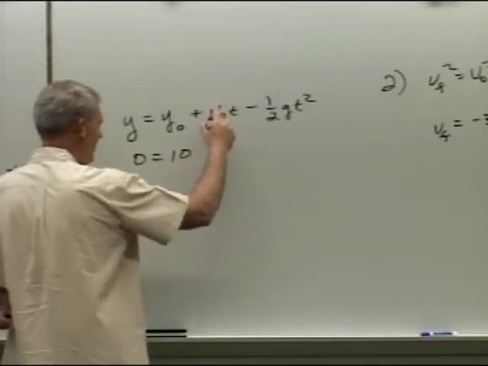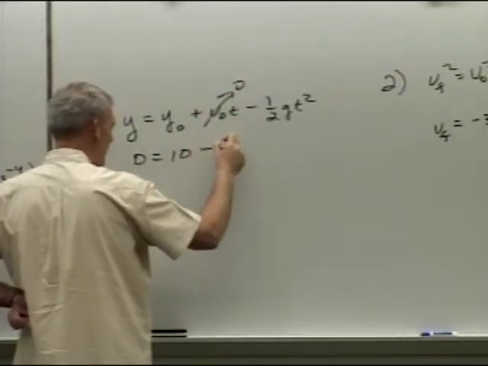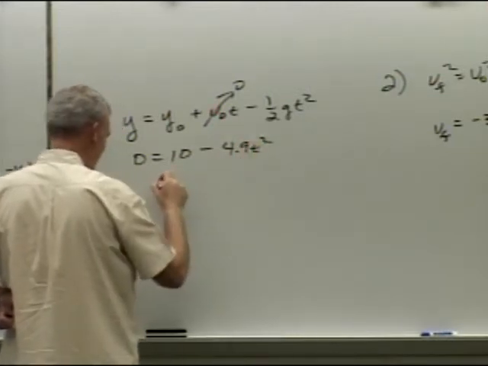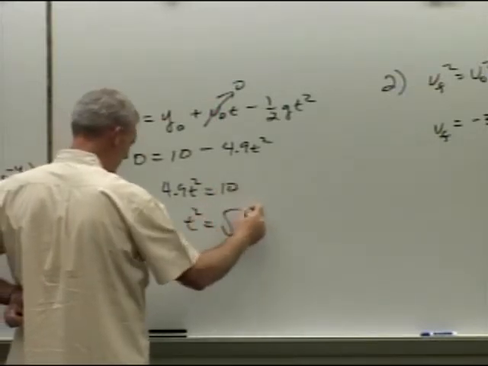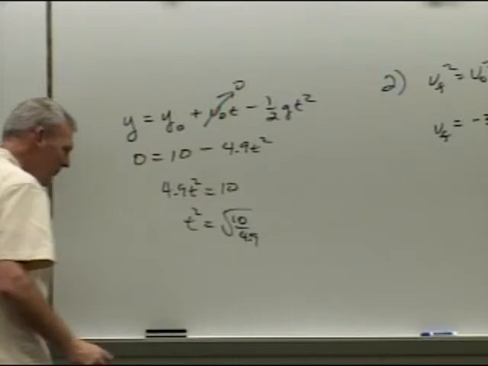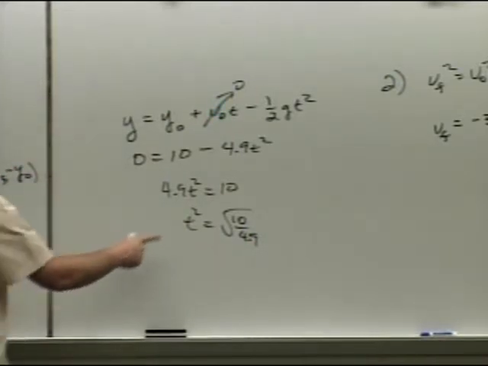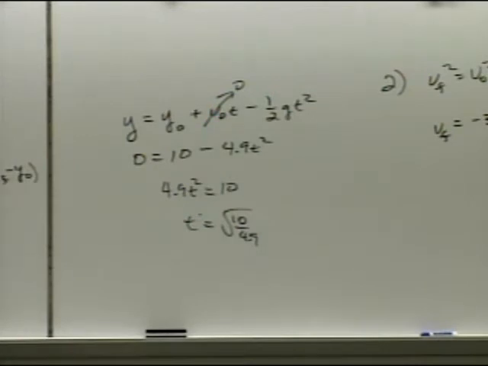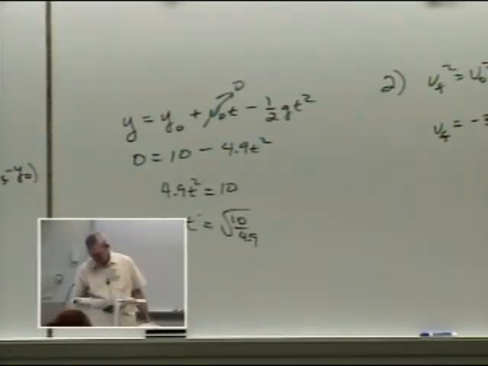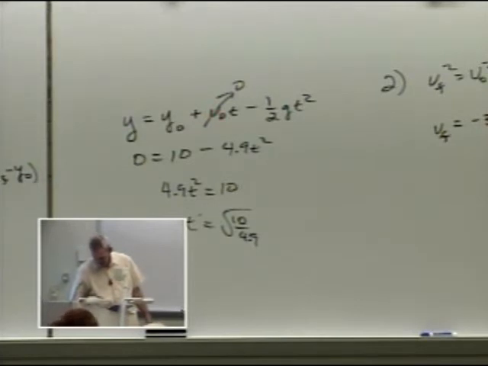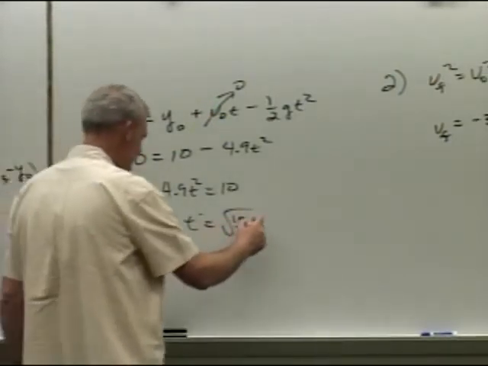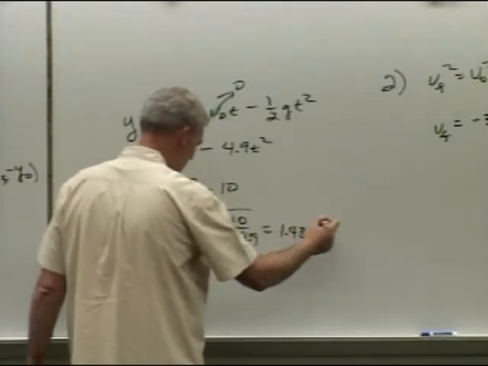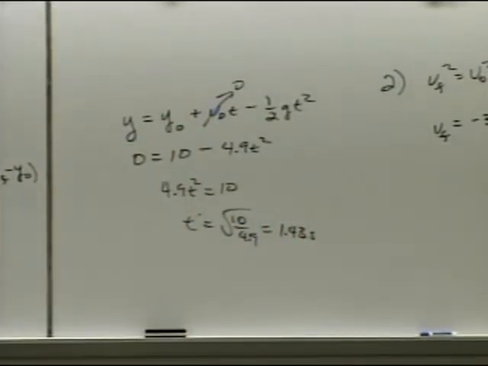We've got 10. This guy is 0 because of the initial velocity 0. And so we've got 4.9 t squared equals 10. We get t squared equals 10 over 4.9, so t is the square root of that, which is real close to the square root of 2, which is about 1.4 seconds. Let me find out exactly what that is. We'll go with three significant digits there, with 1.43 seconds.